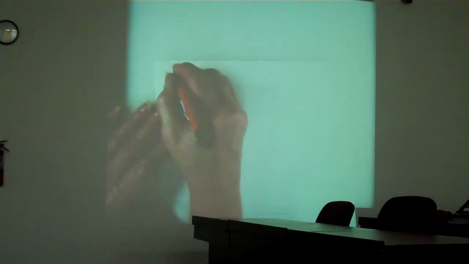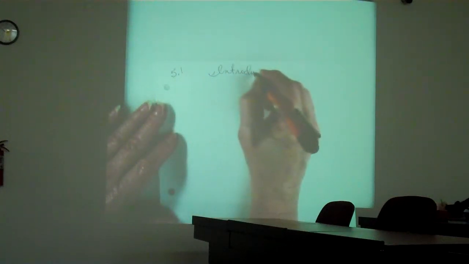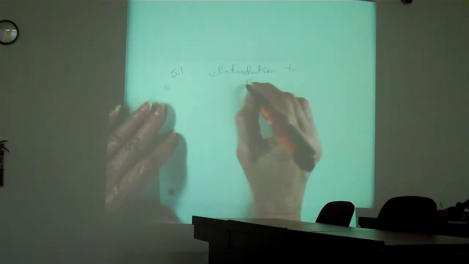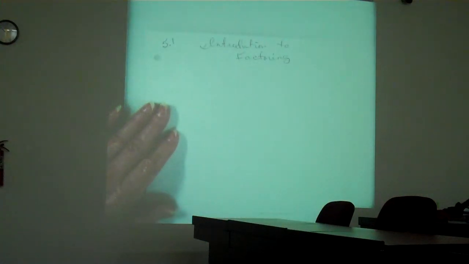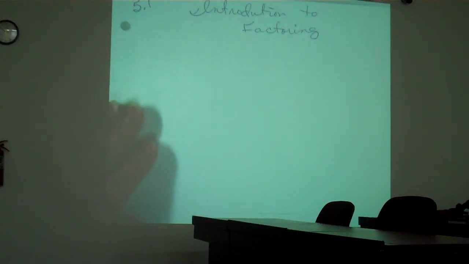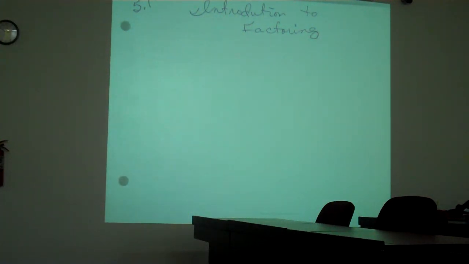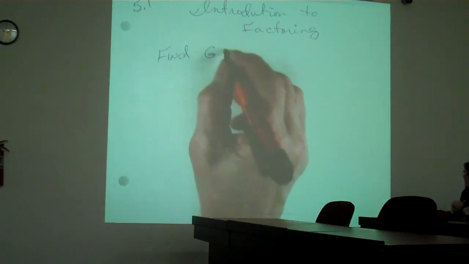5.1, we're being introduced to factoring. Introduction to factoring. Okay. If you have 2 or 3 terms, what you do to factor terms is you see what they have in common. Okay, so the first thing you gotta do is find the greatest common factor. First, you're gonna start out by finding the greatest common factor.